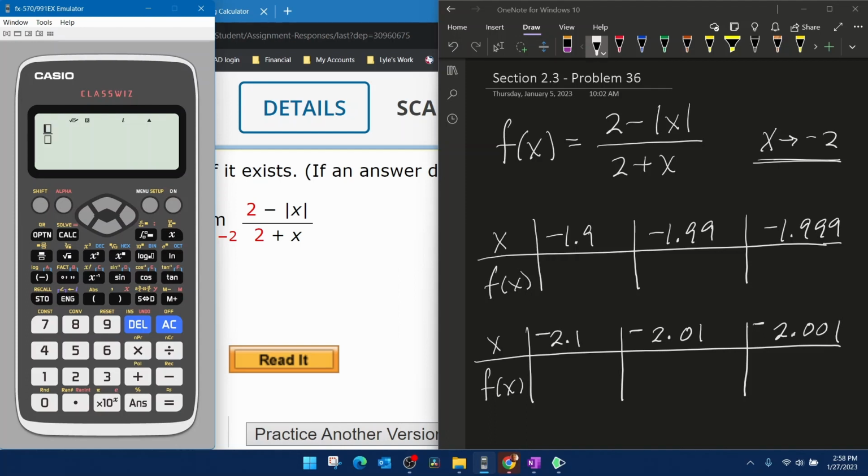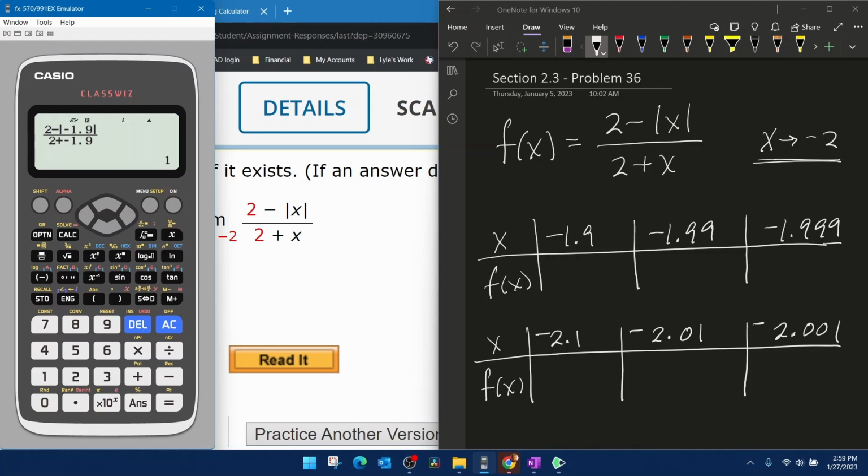All right, here we go. First, we've got 2 minus the absolute value of, and if you're wondering how did I get the absolute value on my Casio, that is shift and open parenthesis. It says ABS in yellow. That gets us the absolute value. We're concerned first with -1.9, and in the denominator we have 2 plus -1.9. And yes, you can put plus a negative because I'm using the negative button, not the subtraction key.